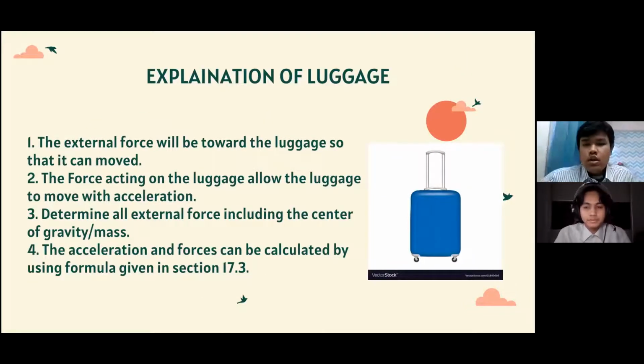Okay, thank you, Fathi. As for the explanation of the luggage, first of all, an external force will be acting on the luggage so that the luggage can move. Since the force is acting on the luggage, it allows the luggage to move with a certain value of acceleration. To find the acceleration, determine all the external forces, including the center of gravity or mass. The acceleration can be calculated by using the formula given in section 7.3, or the formula that was given by Fathi just now.